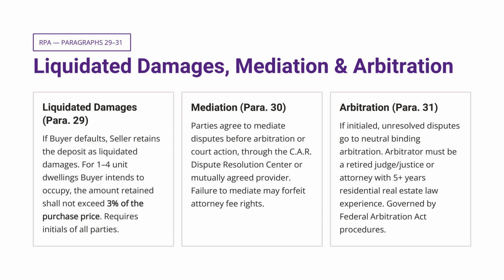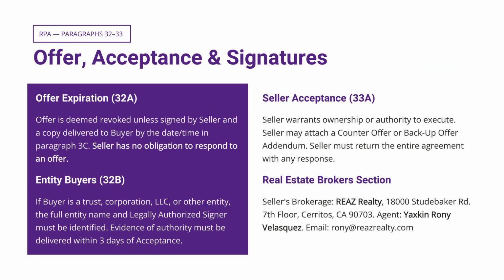Mediation is often a required first step to resolve disputes before proceeding to arbitration or court. Arbitration provides a binding resolution through a neutral third party, offering an alternative to traditional litigation, provided both parties have consented to it. Offers have specific expiration times. Revocation is possible until acceptance.